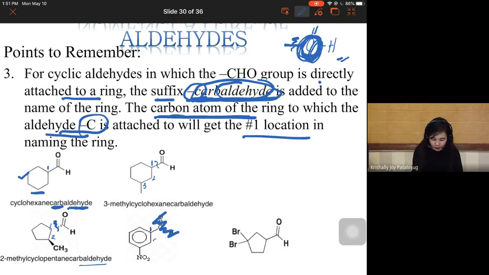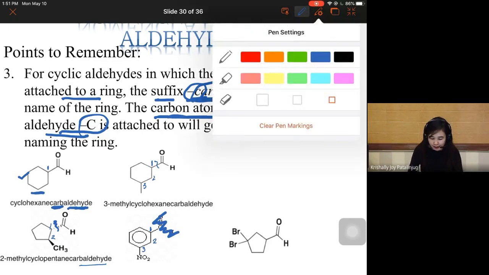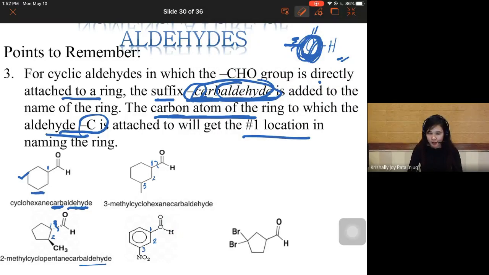So carbon 1, carbon 2, carbon 3. So when you name 3-nitro, what is that ring? Tell me what is this ring? Is this cyclohexane? That is, very good, that is benzene. So the name is 3-nitrobenzenecarbaldehyde. Okay? So you just name the cyclic compound, then add the suffix carbaldehyde.